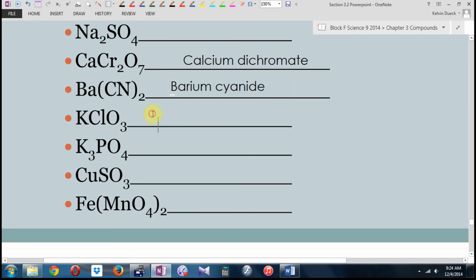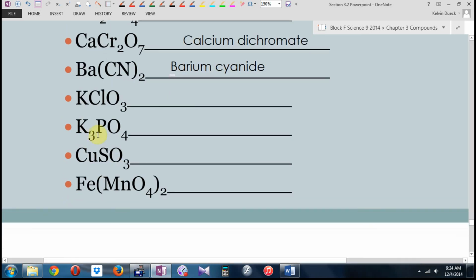KClO3. K is potassium. I know that's not multivalent. Potassium, what? Chlorate or chlorite? Chlorate? Okay, and you have to emphasize it because there's also chlorite. Okay? K3PO4. Potassium. What's PO4? Phosphate. You guys seeing how we're finding those pairs?